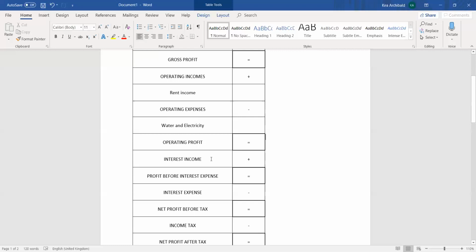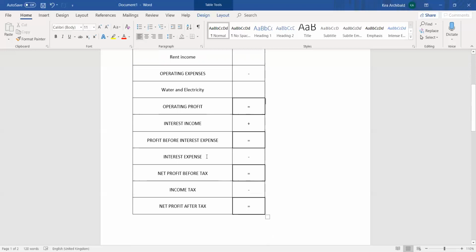Then we have interest income, which has its own note. Sometimes this note is not given and we just have to work in a bracket over here. Interest income is any interest earned on an investment where the business earns money from this investment. Generally, interest on a fixed deposit is the most common one. This is a positive thing for the business and therefore is added to operating profit and totaled into profit before interest expense.